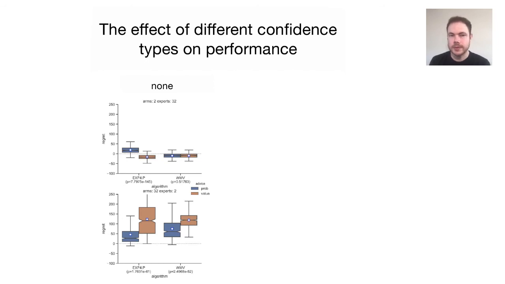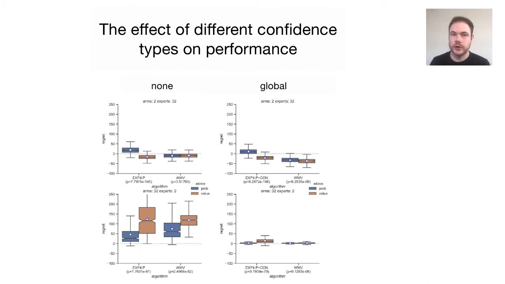So what happens then when we introduce confidence estimates? Well, simply put, we observe a significant improvement in performance for all methods. One interesting observation is that XP4P plus con seems to benefit less from confidence estimates than the weighted majority vote. The primary reason for this is that while we initialize XP4P plus con with appropriate weights, it is still a stochastic method which might slightly diverge away from the weights that we used to initialize, so from the confidence-based weights.